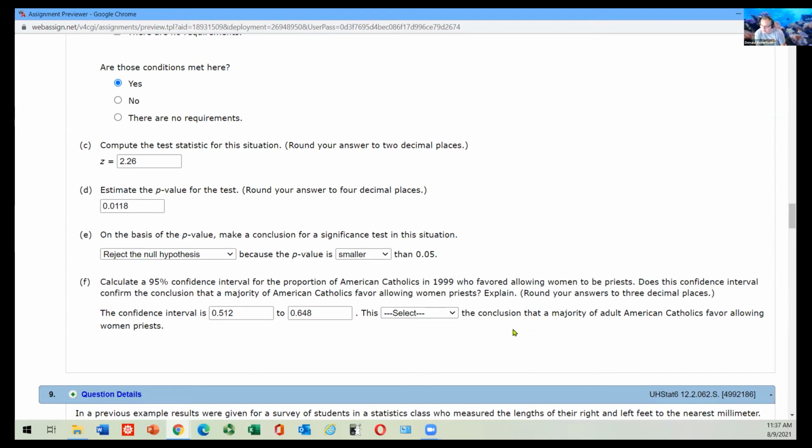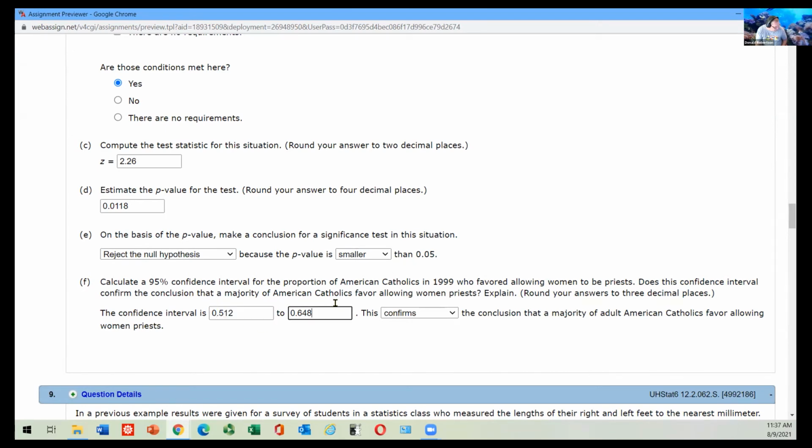Are you comfortable how that same place allowed me to get a 95% confidence interval, and it also allowed me to get a p-value? Just a matter of choosing the right option inside the inference part. Now, this confirms the conclusion. Right, didn't we decide that there was enough evidence to reject the null hypothesis?